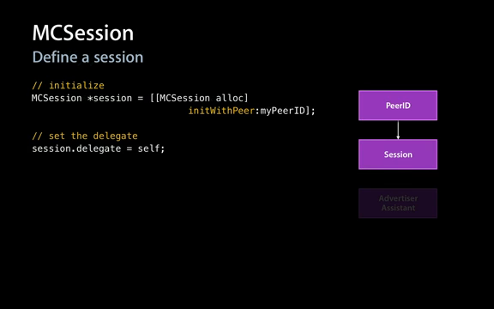Next, you will have to instantiate a session object. The session object is of class MCSession, and it accepts one parameter, which is the MCPeerID object that we instantiated earlier. And also, the MCSession object has a delegate, and you'll want to set that delegate to get notified of MCSession-related events.